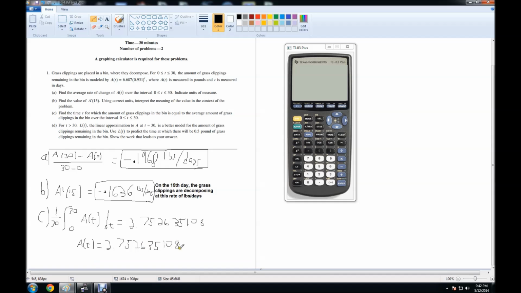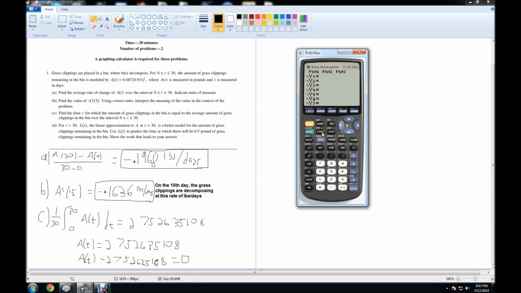If we subtract from this and set it equal to 0 and solve, we would have A(t) minus 2.752635108. This is so tedious. Set it equal to 0 and solve for t. So we have A(t), which is 6.687 times 0.931 to the power of x, minus 0.752635108, I mean 2.752635108. Did I get that right? Yes.